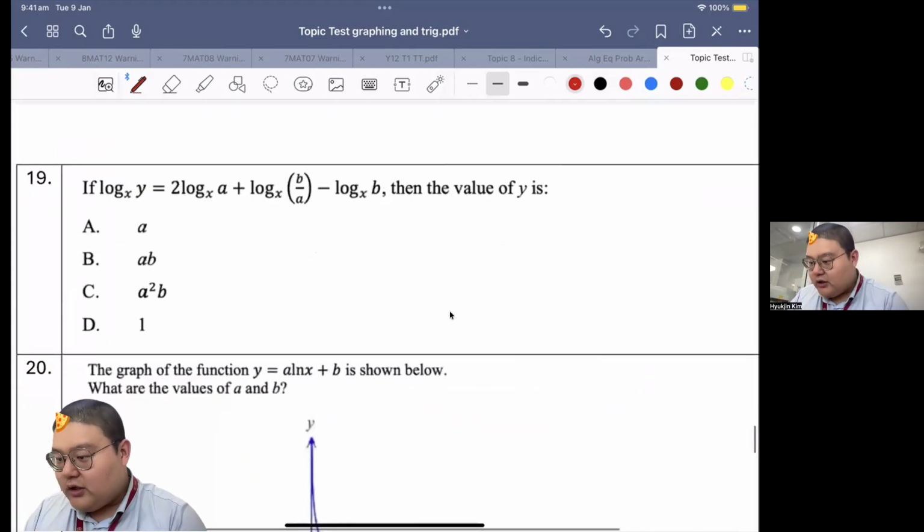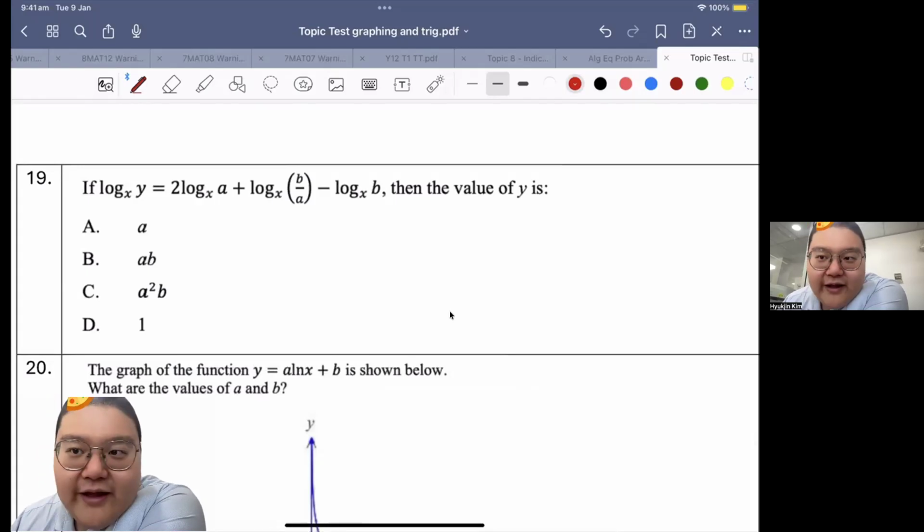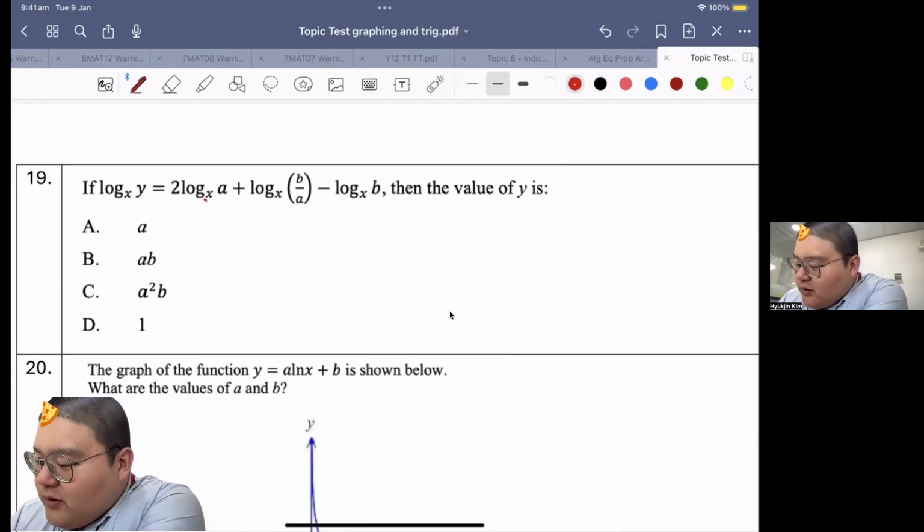All right, if log x of y equals 2 log x of a plus log x of b over a minus log x of b, bunch of terms, but they're all of the same base. That means I can combine like terms.